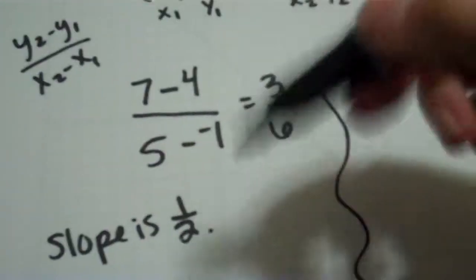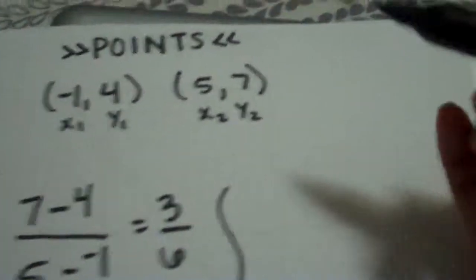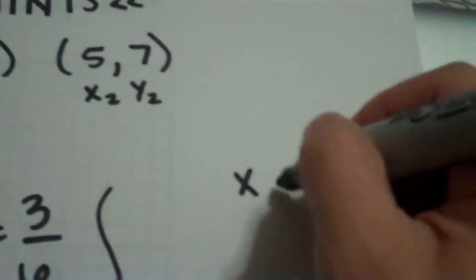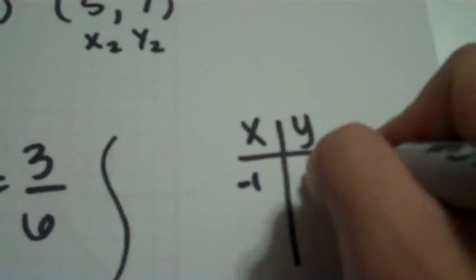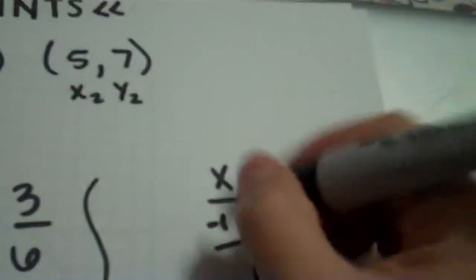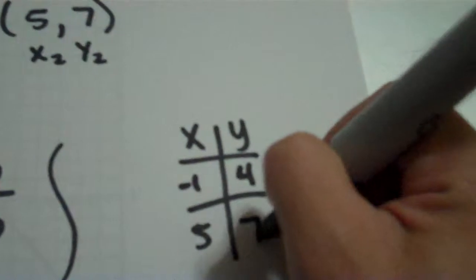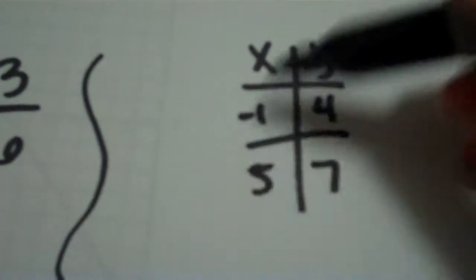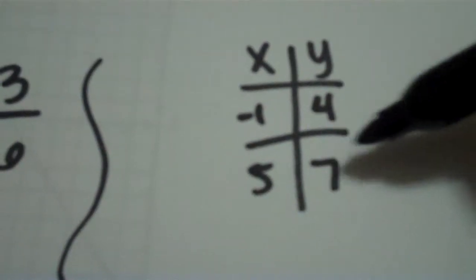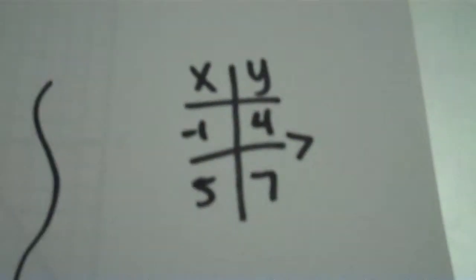Another way you might have learned how to do that in your algebra class is to make a table. So you could, if you wanted to, make a table. We didn't do that in here, but I know you've done it in your other classes. So -1, 4, and 5, 7. And I'm sure they told you could subtract either way. Like, you could do 4 minus 7 or 7 minus 4. It doesn't matter. I'll just do 4 minus 7. So if you do 4 minus 7, you get -3.